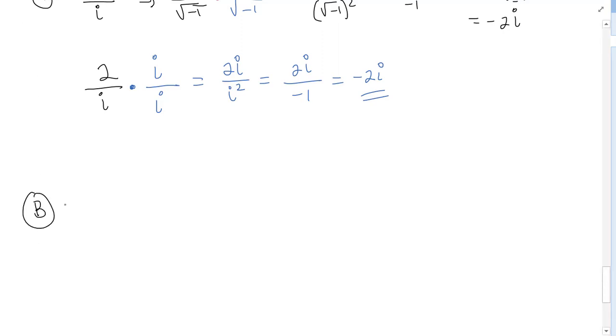So say we want to divide 6i over 3 plus 2i.